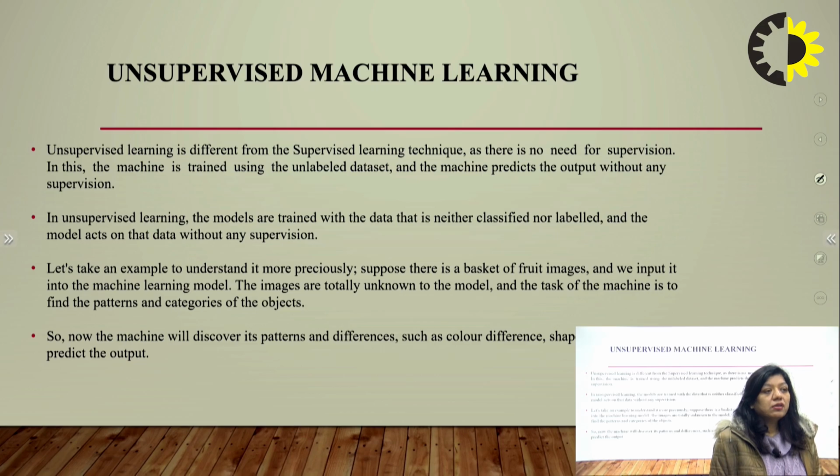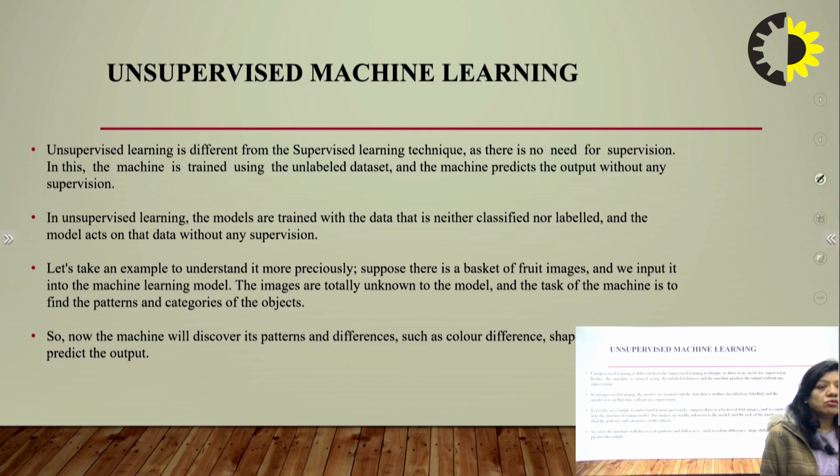Now, what is unsupervised machine learning? Unsupervised machine learning is different from the supervised learning technique as there is no need for supervision. In this, the machine is trained using the unlabeled data set and the machine predicts the output without any supervision. So, in unsupervised learning, the model is trained with data that is neither classified nor labeled, and the model acts on data without any supervision.